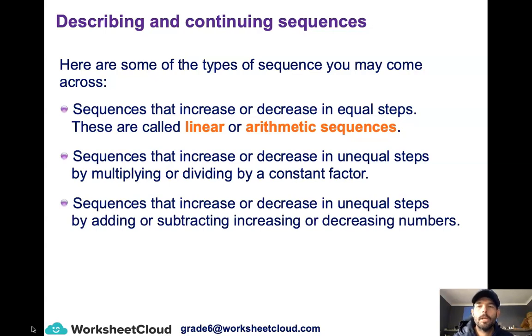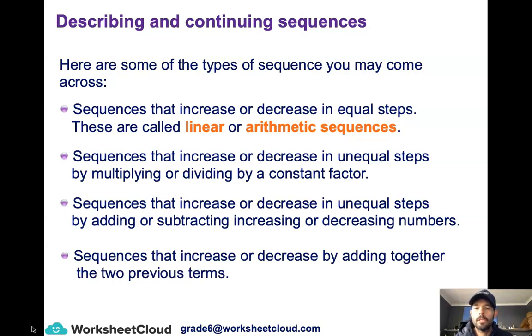You get sequences that increase or decrease in unequal steps by adding or subtracting, increasing or decreasing numbers. So we looked at the Fibonacci sequence, we looked at the triangular number sequence, and they increased in unequal steps, and they were by adding. And you can do the same by subtracting. And then we looked at sequences that increase or decrease by adding together the 2 previous terms. So they're particularly the Fibonacci sequence. So those are some of the sequences that we looked at today.